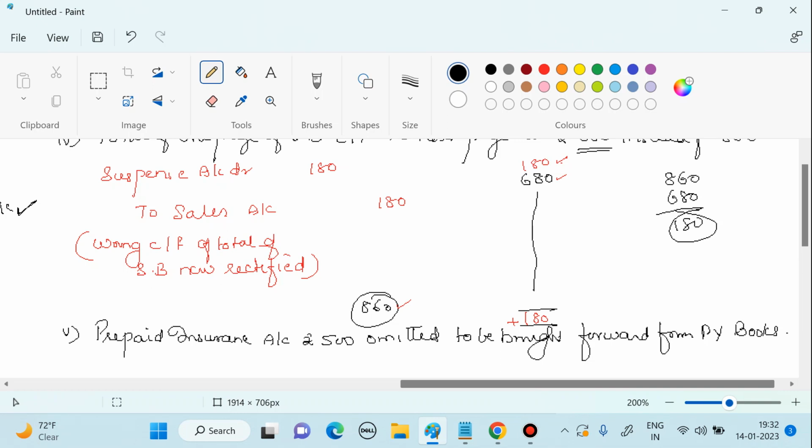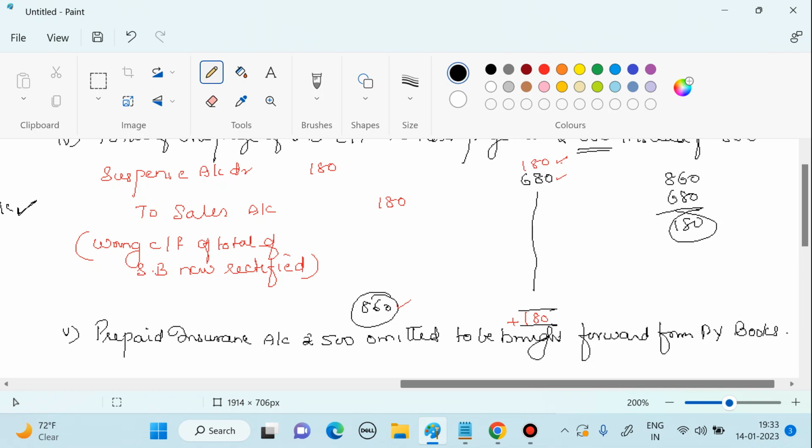When we open the new year's account books, we bring the balances which are there. We look at the balance sheet and write all those balances. Asset side items would have debit balance, the liability side items would have credit balance, and that way we bring forward the balances from the previous year books into the current year books. While doing that, by mistake, this prepaid insurance account of 500 was not brought forward. So what should we do now?